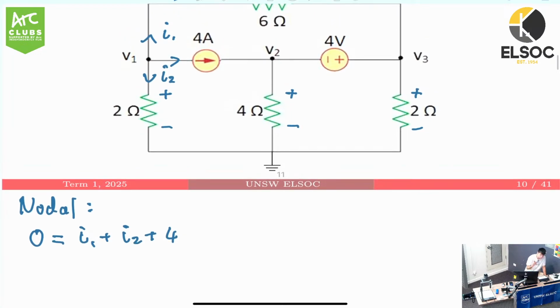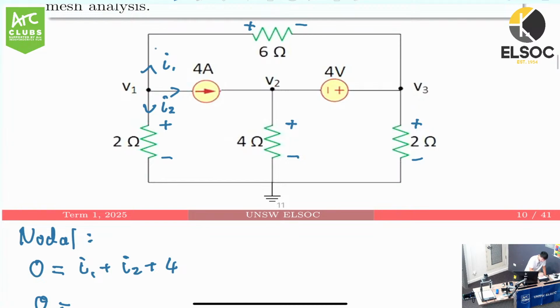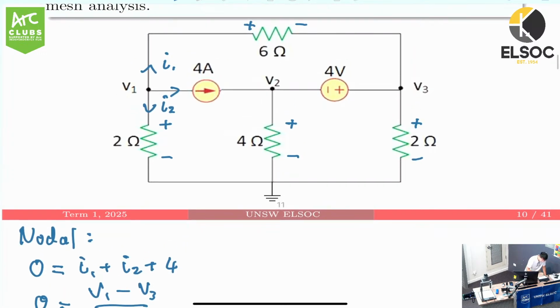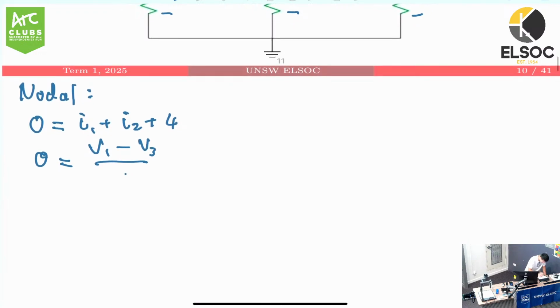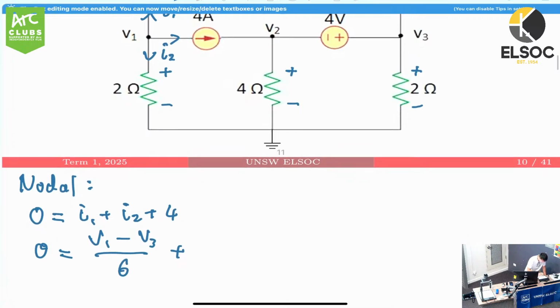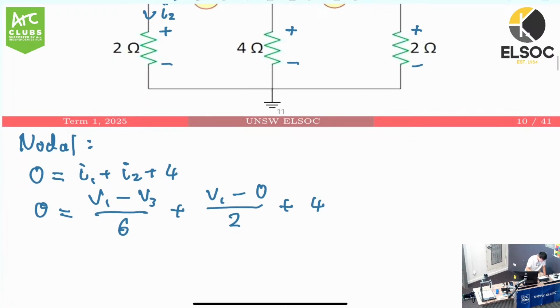And we can use Ohm's law to express the currents in terms of voltage and resistance. I1 is going to be the voltage drop across V1 and V3, so V1 minus V3, and the resistance of that is going to be 6 ohms. And for I2 over here, I2 is going down, so we can do V1 minus 0 over 2 ohms. And finally we have 4 from the current. That basically gives us one equation, so I can label this equation 1.